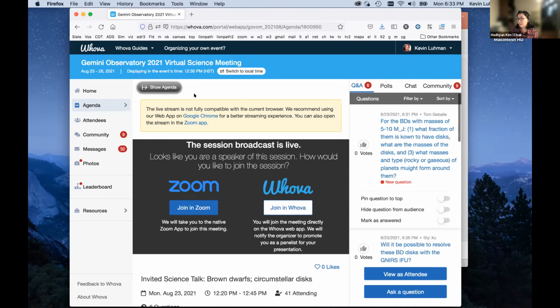There's another question posted by Tom Jibat. For the brown dwarfs with masses of 5 to 10 Jupiter masses, what fraction of them is known to have disks? And what are the masses of the disks? And the third question is, what masses and types of planets might form around them?